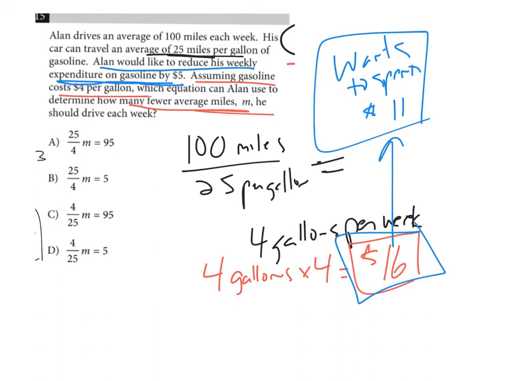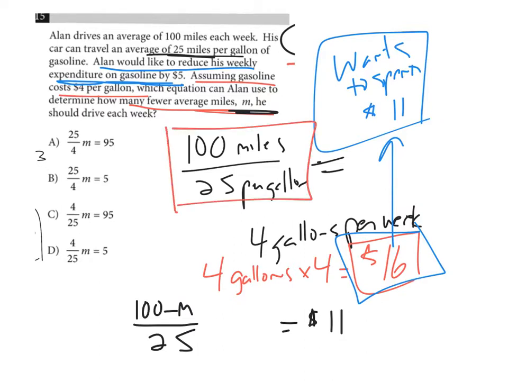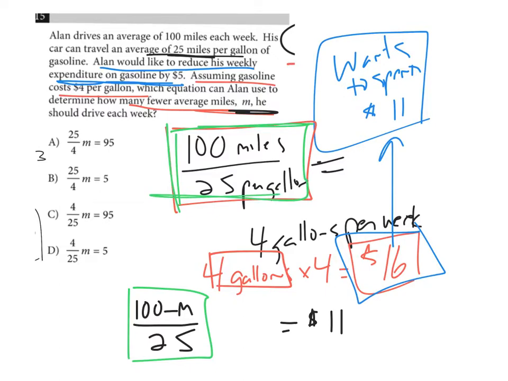So now I'm going to work backwards. He wants to spend $11 per week. He knows he has to go 100 miles, but he's trying to figure out how many fewer he has to go. So 100 minus m is going to be the new distance. His car still gets 25 miles per gallon. So the old driving pattern, he used 4 gallons. The new driving pattern, he's going to be using 100 minus m over 25, because before I did 100 over miles per gallon, now I'm doing 100 minus m over 25 miles per gallon.